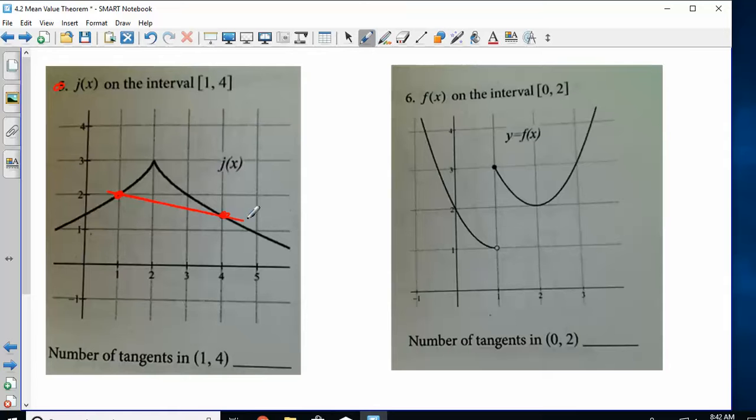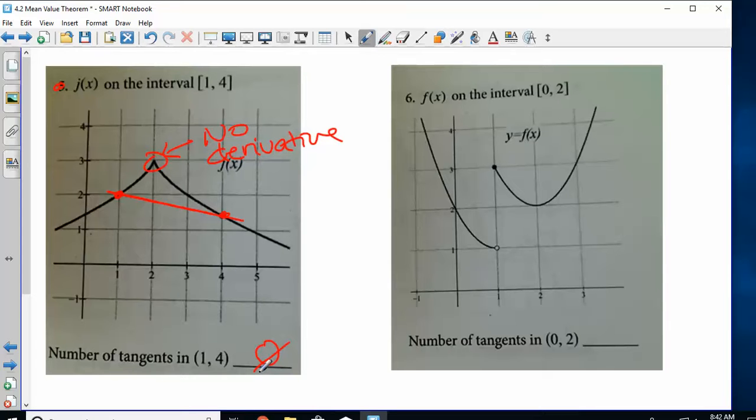Corner. When there is a corner, remember the derivative doesn't exist at sharp corners. This breaks the second rule. It's not differentiable. So this one does not have any points that work because it doesn't meet the requirements. It's not differentiable there.